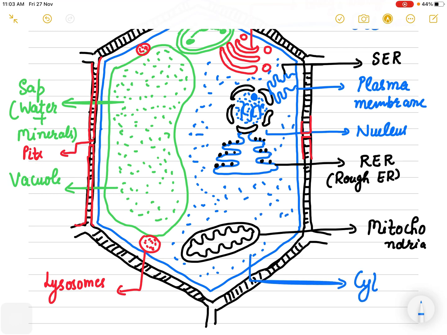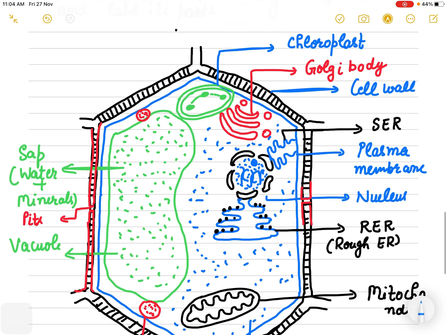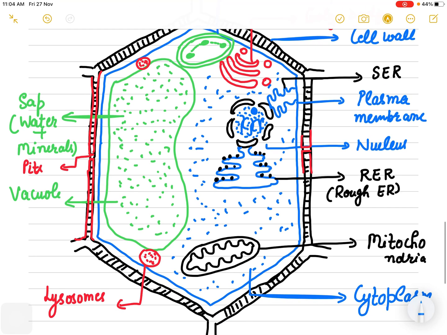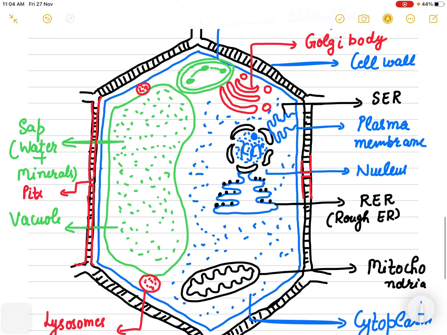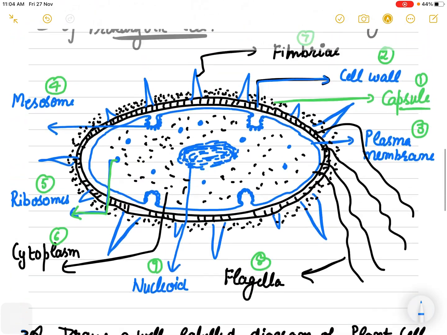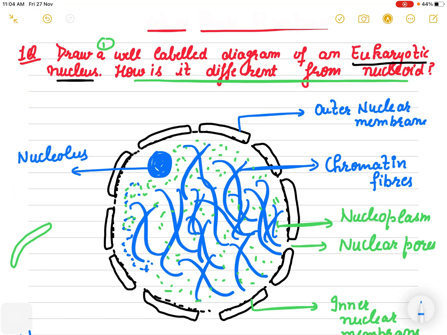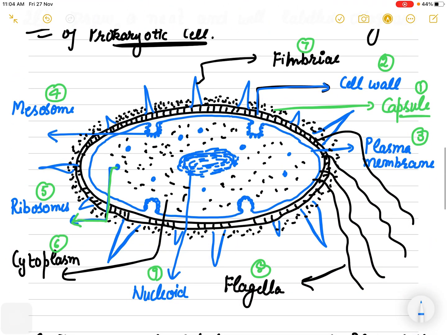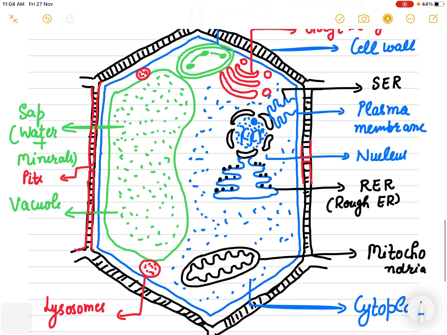I am very confident that after watching this video, at least your fear that you cannot draw will be gone. That will definitely be gone. I don't think anybody cannot draw this structure. You can easily draw these structures. So what we have drawn today is the eukaryotic nucleus, then the bacterial cell, and the plant cell, which is very easy to draw. Continuing in the next video, I will draw the animal cell, and we will also draw the Golgi bodies and the endoplasmic reticulum with you, right?